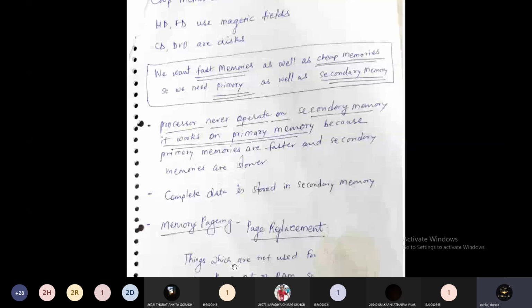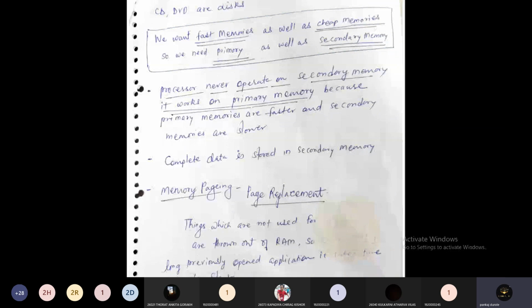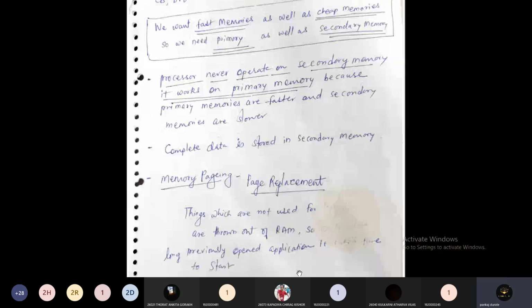So things which are not used for a long time, right, are thrown out of RAM. So while starting a long previously opened application, it takes time to start, right? What does that mean?